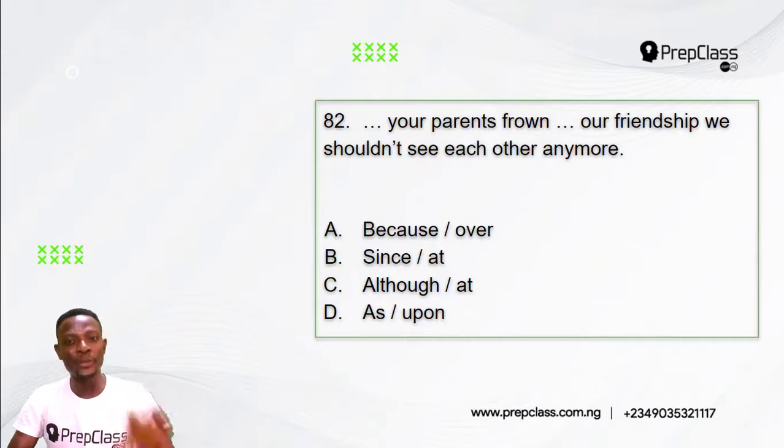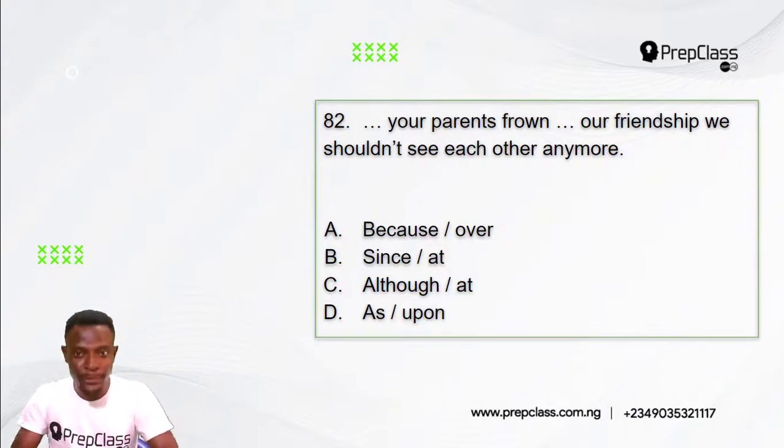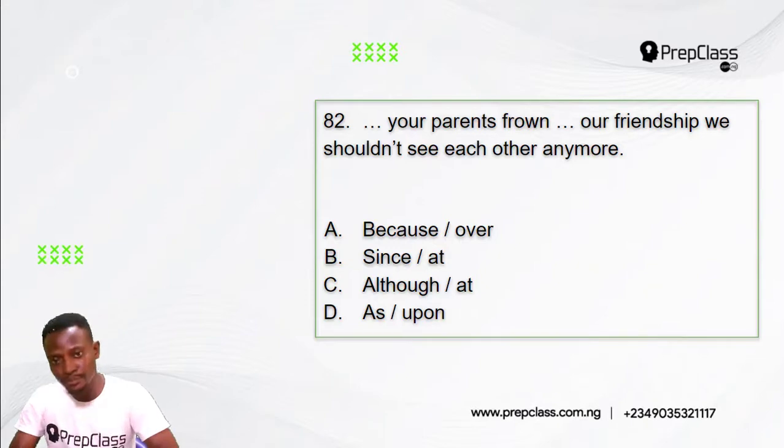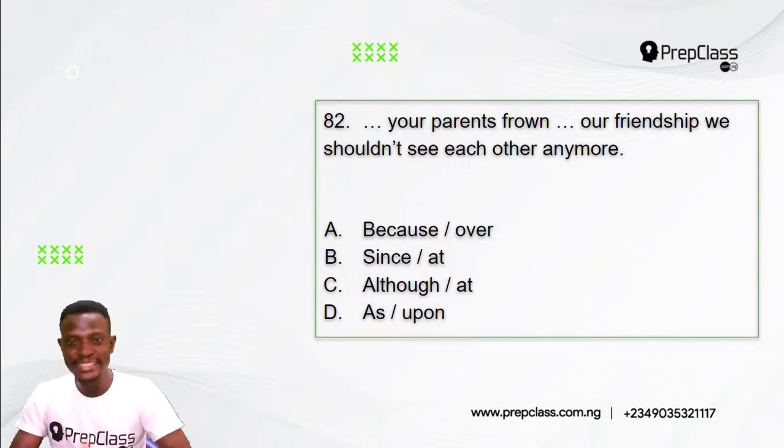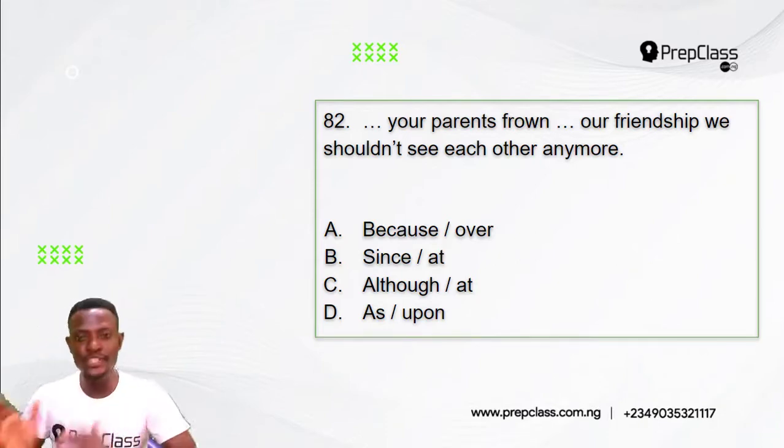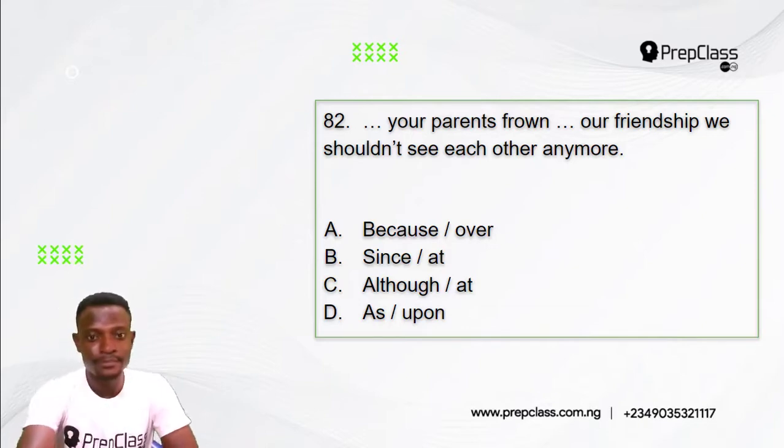A. Because your parents frown over our friendship, we shouldn't see each other anymore. B. Since your parents frown at our friendship, we shouldn't see each other anymore. C. Although your parents frown at our friendship, we shouldn't see each other anymore. D. As your parents frown upon our friendship, we shouldn't see each other anymore. Which of these options is the best to complete this sentence?